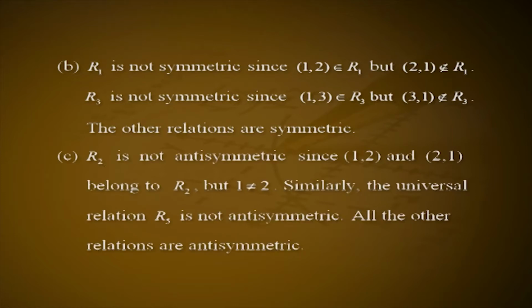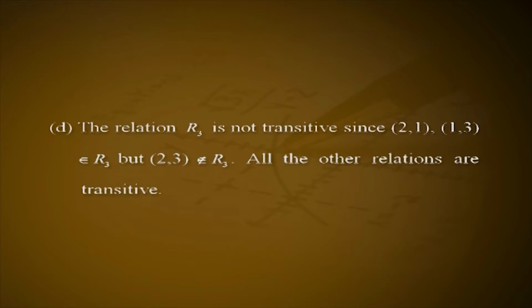c. R2 is not antisymmetric since the ordered pairs (1,2) and (2,1) belong to R2 but 1 is not equal to 2. Similarly, the universal relation R5 is not antisymmetric. All the other relations are antisymmetric. d. The relation R3 is not transitive since the ordered pairs (2,1) and (1,3) belong to R3 but the ordered pair (2,3) does not belong to R3. All the other relations are transitive.